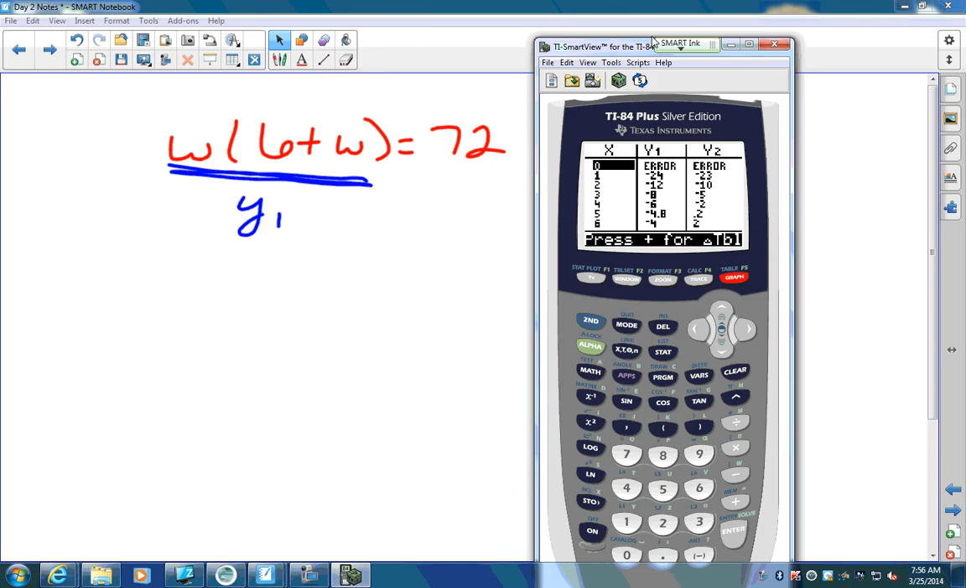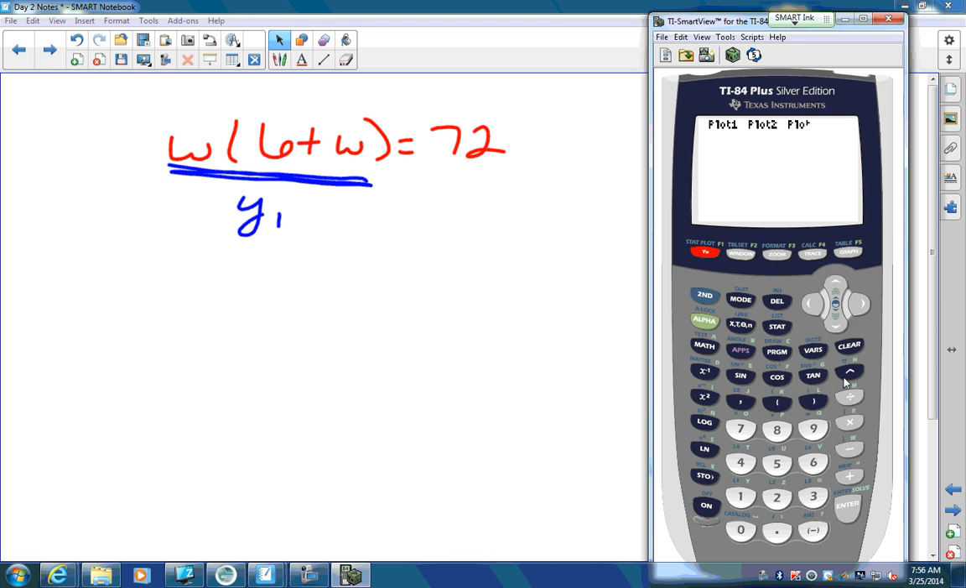So if I go over here, I'm going to put in there, not W, but X, and 6 plus X. Okay? Second graph. We're talking about width, right? The only type of numbers we can have are positive numbers.